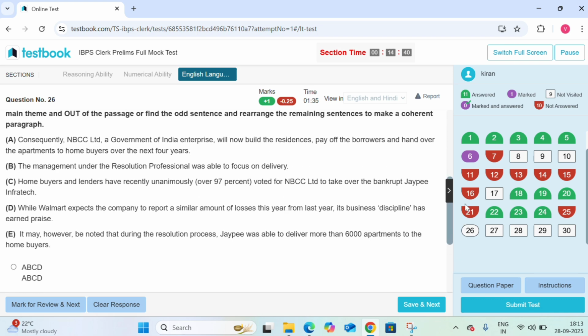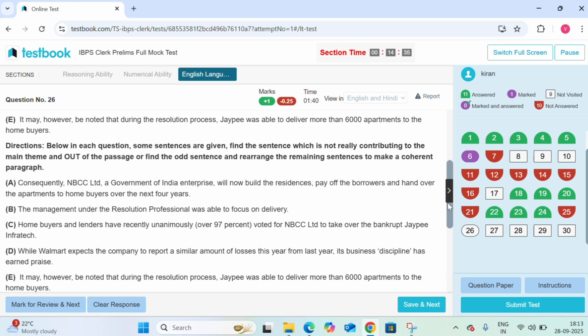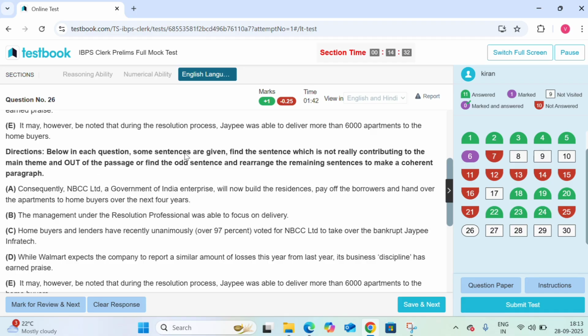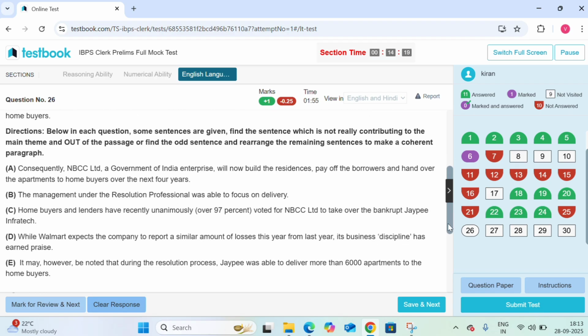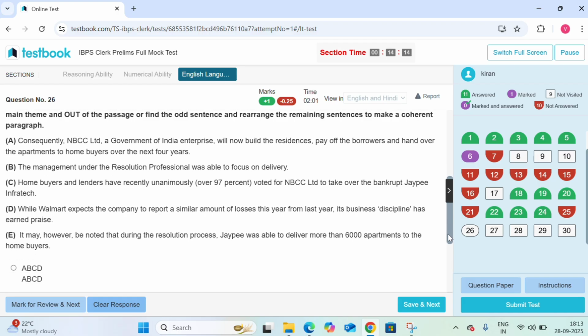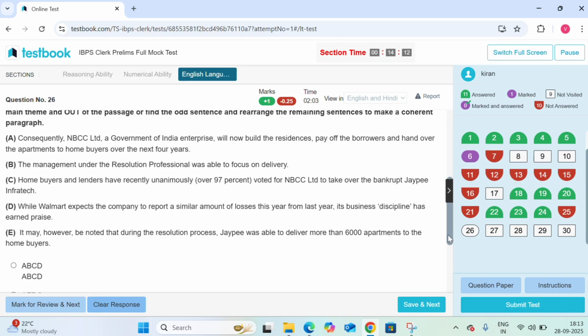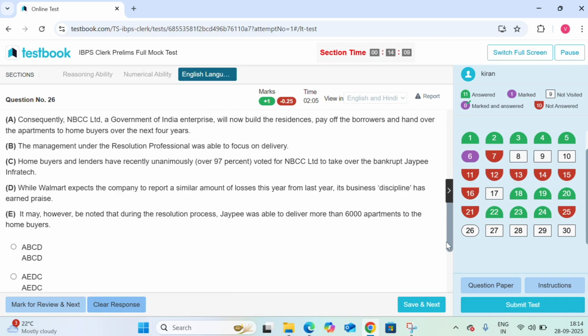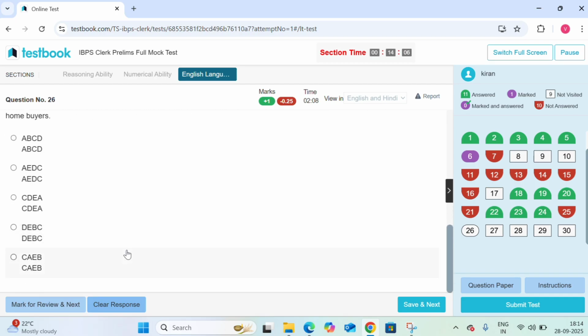After A, consequently, where is B? Okay. Consequently, the government, the management and the resolution professional was able to focus on delivery. Home buyers and lenders have recently anonymously voted for NBCC, while Walmart expects the company to report a similar amount of losses this year. Business discipline. D. So we have to remove the D. So the order is CAEB.